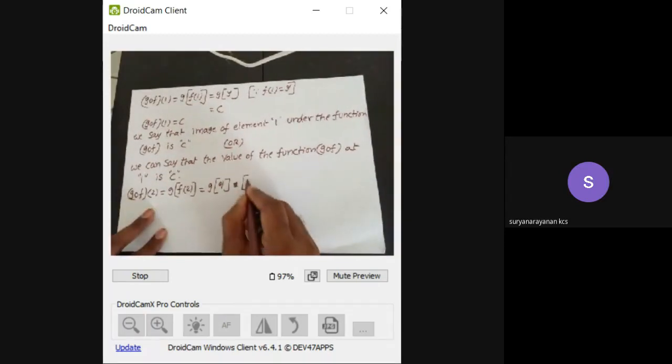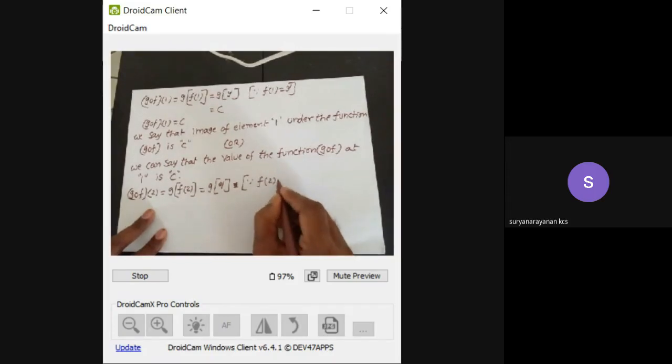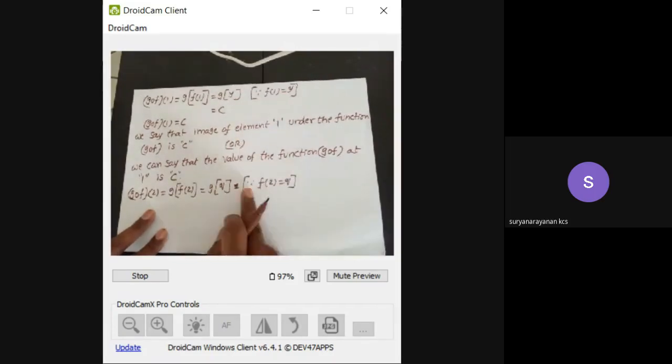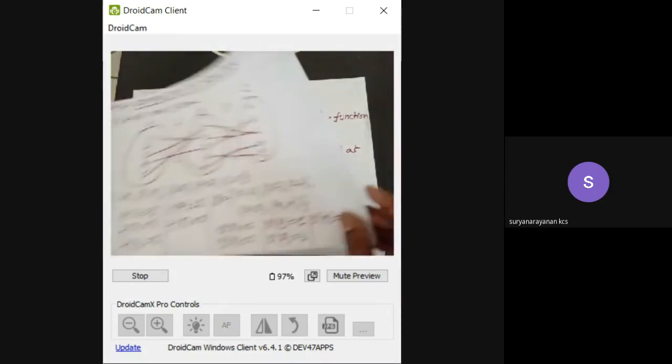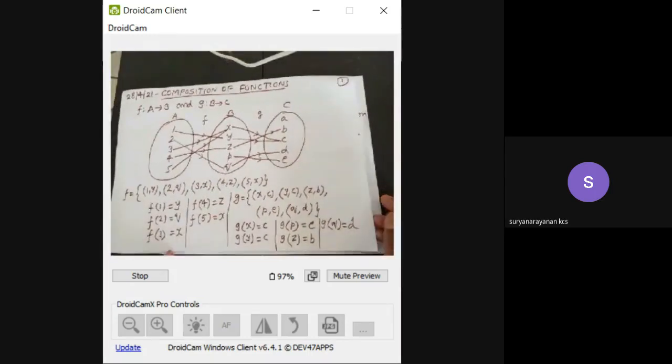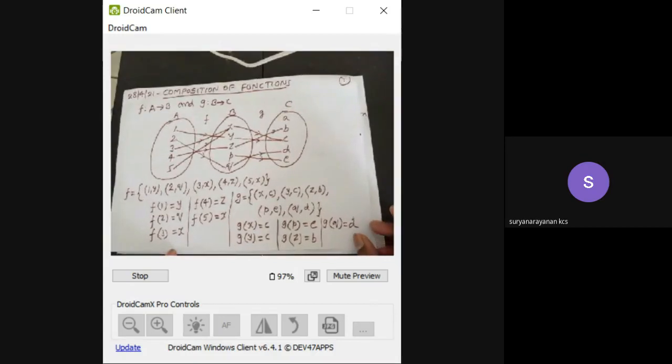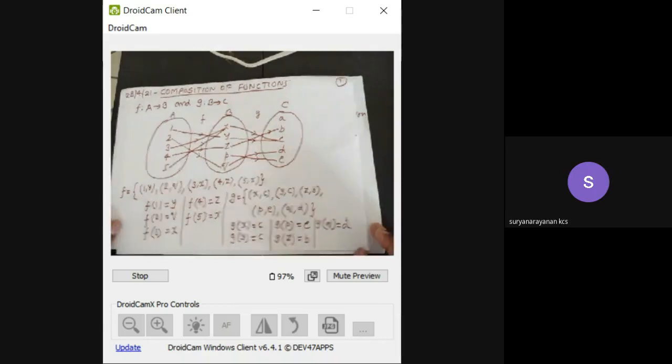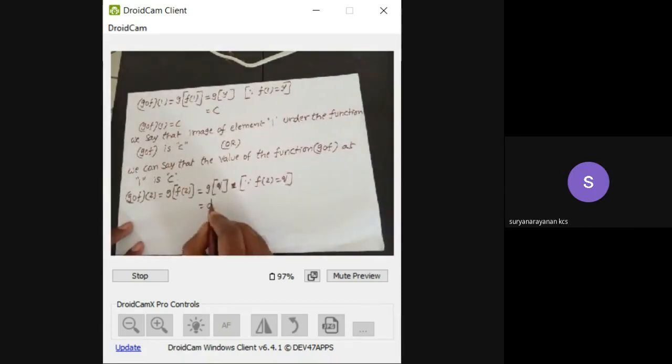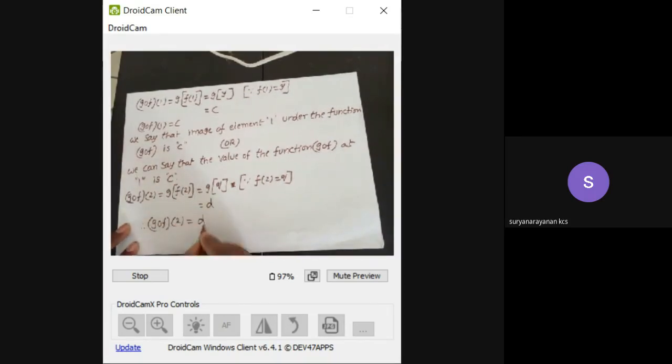Again I will write, since f of 2 is equal to q, because f of 2 value is q. That is equal to, what is the value of G of q? Yashwantram: Sir, D. Yes, very good. D. Therefore, G circle f of 2 is equal to D.